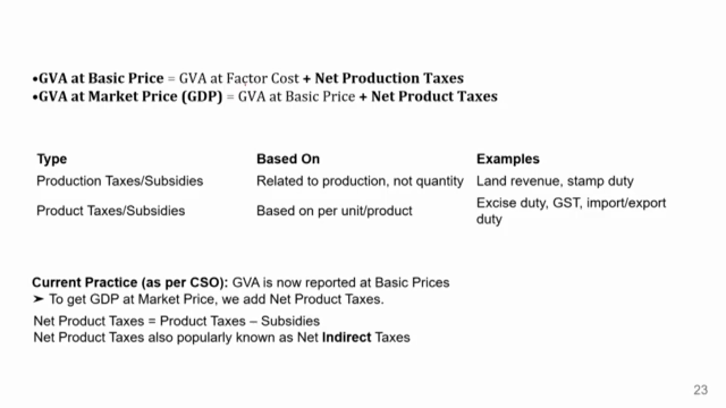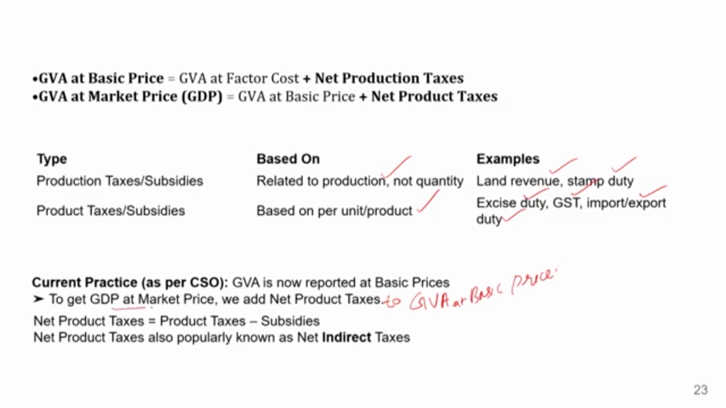Production taxes are mainly related to production, not quantity. Examples are land revenue, stamp duty, etc. Product taxes are mainly based on per unit of product. Examples are excise duty, that is the tax at the point of production, GST, and import and export duty. In the current practice, GVA is now reported at basic prices. So in order to derive GDP at market price, we need to add net product taxes to GVA at basic price.